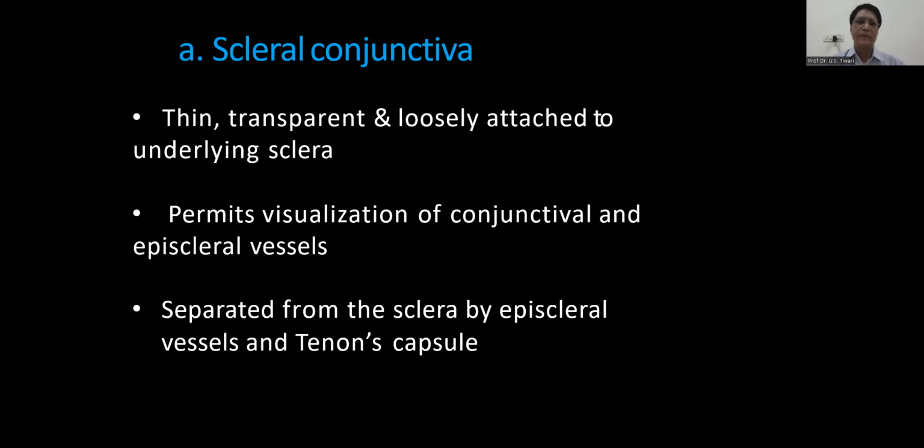Scleral conjunctiva is a thin, transparent layer, loosely attached to the underlying sclera. It permits visualization of the conjunctival and the episcleral vessels, as I have shown in that picture. It is separated from the sclera by the episcleral vessels and Tenon's capsule.